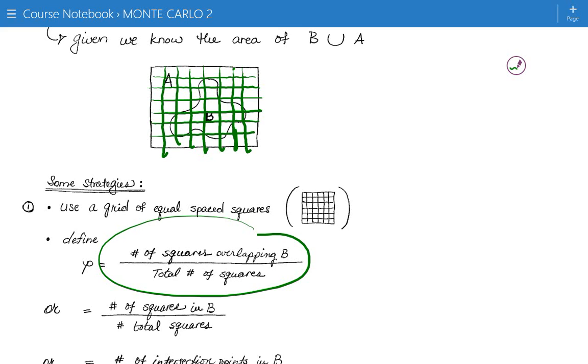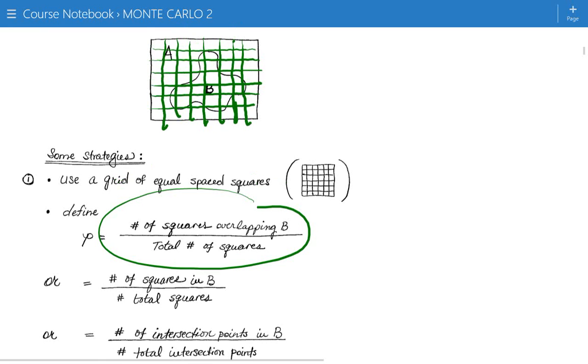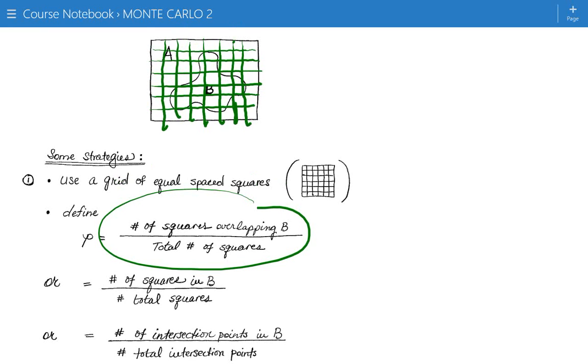Or I could also take, if I wanted to, the number of squares that are actually inside of B. The difference here would become trivial as the number of squares goes to infinity. We get a really, really dense grid. But the idea is getting some way of calculating a proportion of something about B relative to A. In this case, we're taking the number of squares that overlap. I could take the number of squares that are inside.